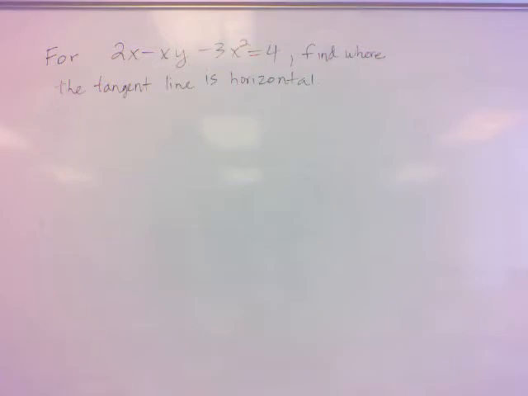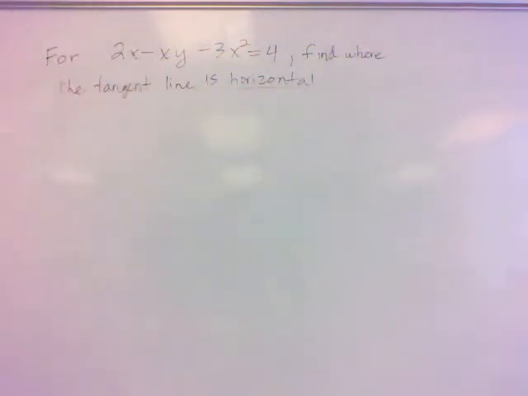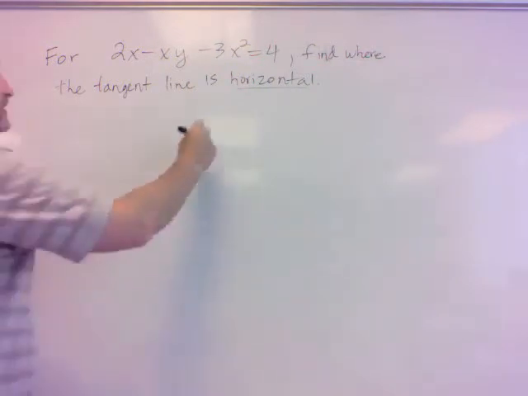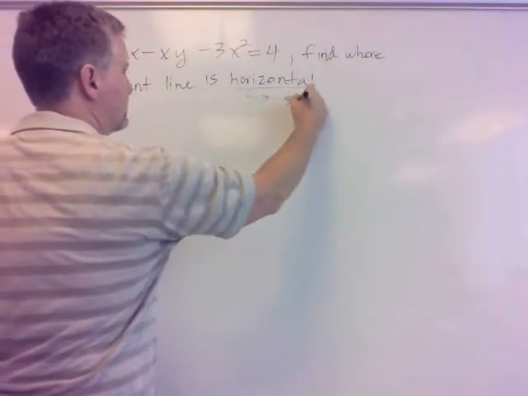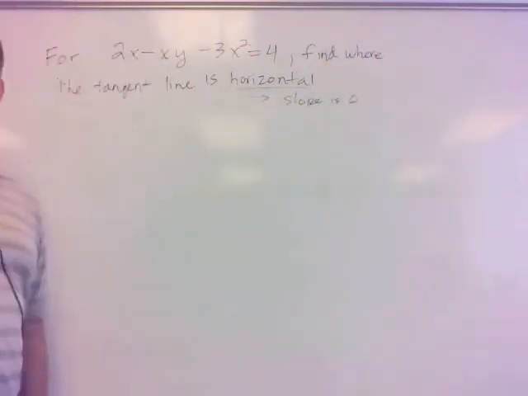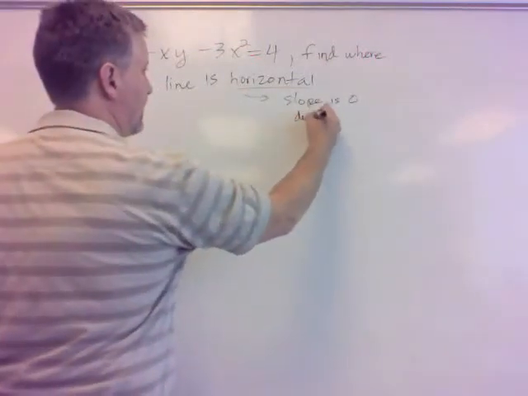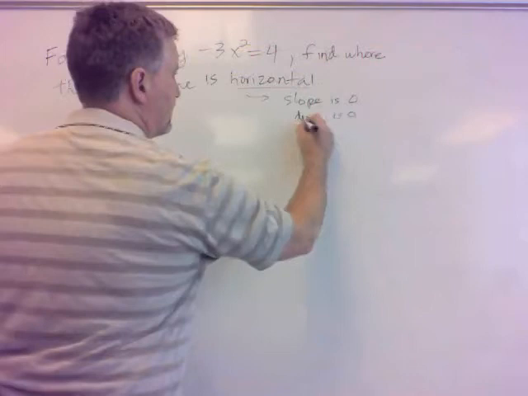We visited before, and we're revisiting now. What do we know about horizontal tangents? Well, what we know about horizontal tangents is the slope is 0. A tangent line horizontal means the slope is 0, which means what else is 0? The derivative with respect to y. And so that's where we're going here.